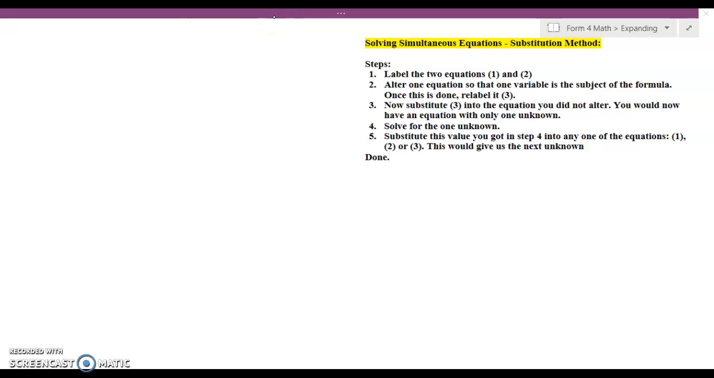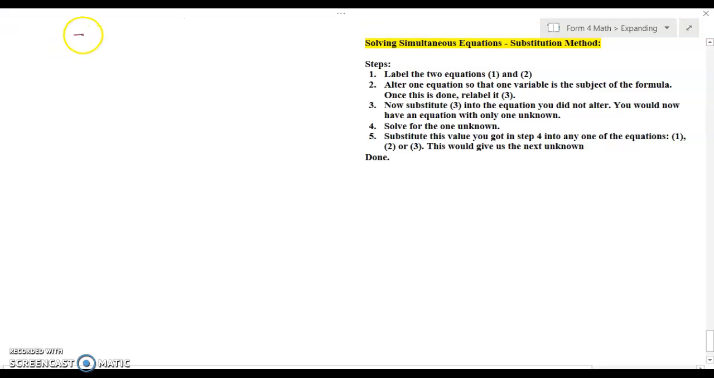This video is one on solving simultaneous equations using the substitution method. Now if you don't know what simultaneous equations mean, it means that two equations exist simultaneously. So for example, one question could be like this.